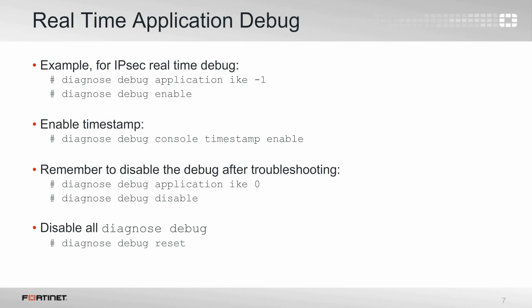This slide shows the two commands you use to enable all the IPsec real-time debug output. You can also enable the option to prepend the system time to each debug line. It's important to disable any real-time debug after using it, because they consume FortiGate resources, and some can be CPU intensive.